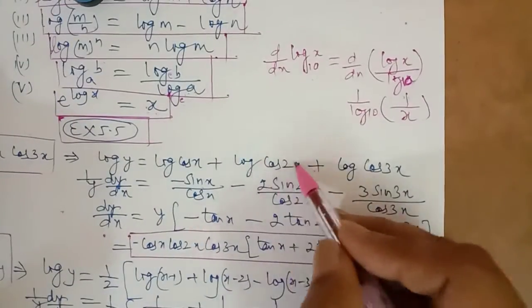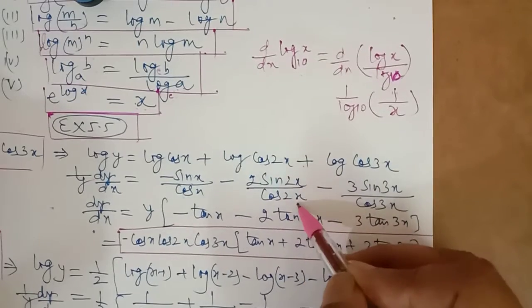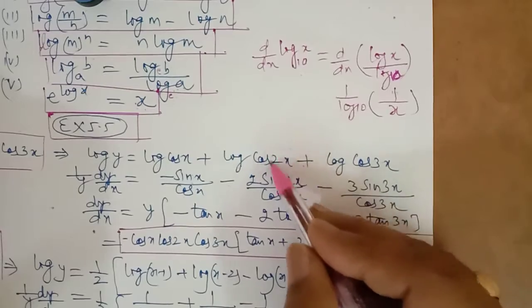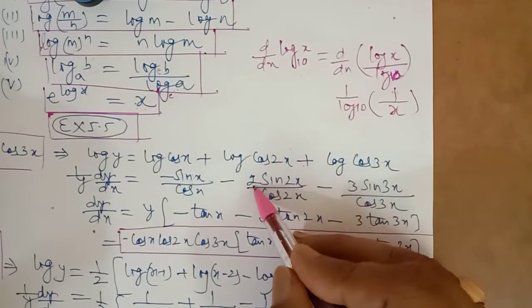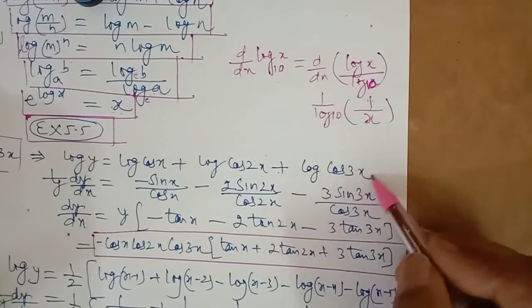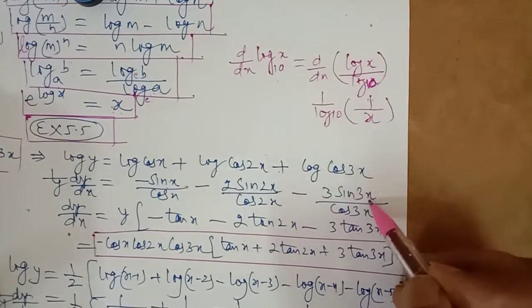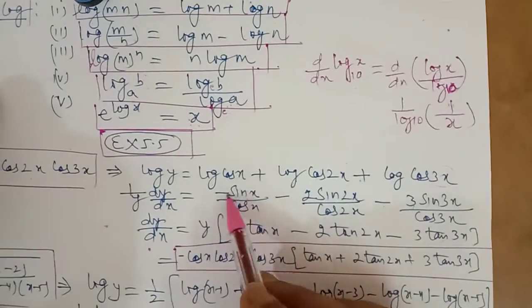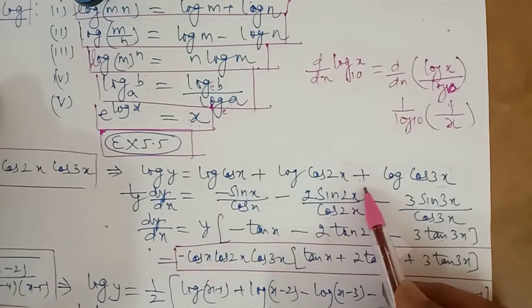Similarly, the derivative of log cos 2x. The derivative of log is 1 upon cos 2x and the derivative of cos 2x is equal to minus sin 2x into the derivative of 2x, which is equal to 2. Similarly, the derivative of log cos 3x is 1 upon cos 3x and the derivative of cos 3x will be equal to minus sin 3x into the derivative of 3x, that is equal to 3. So this is the derivative of the right hand side. Simply the plus and minus signs are there.